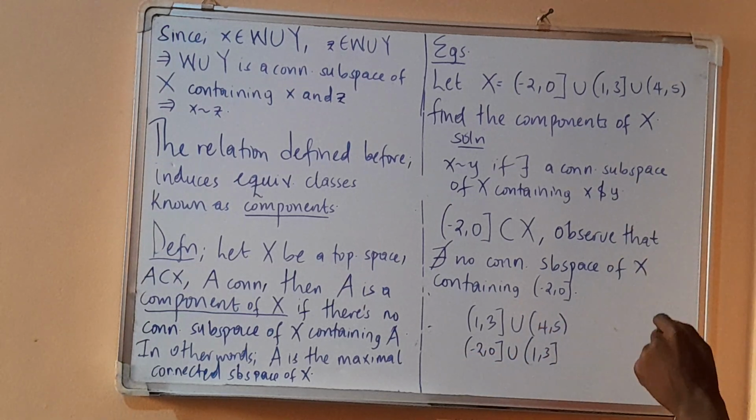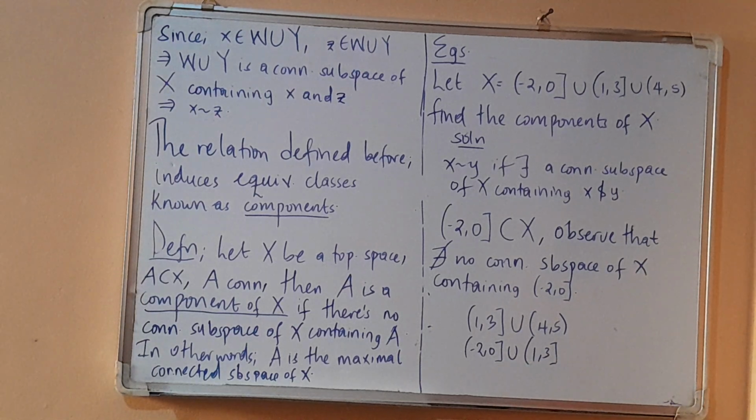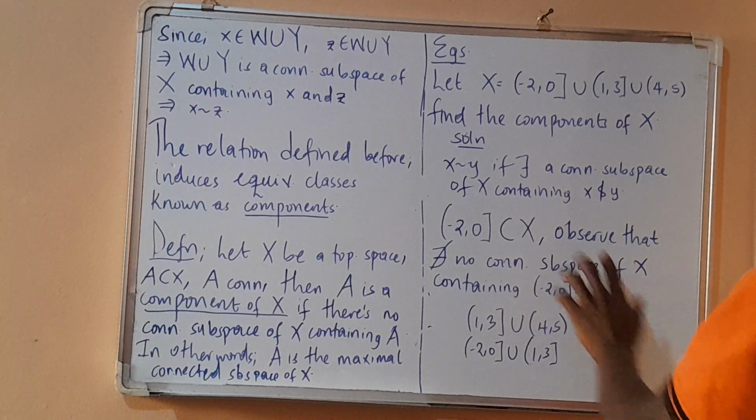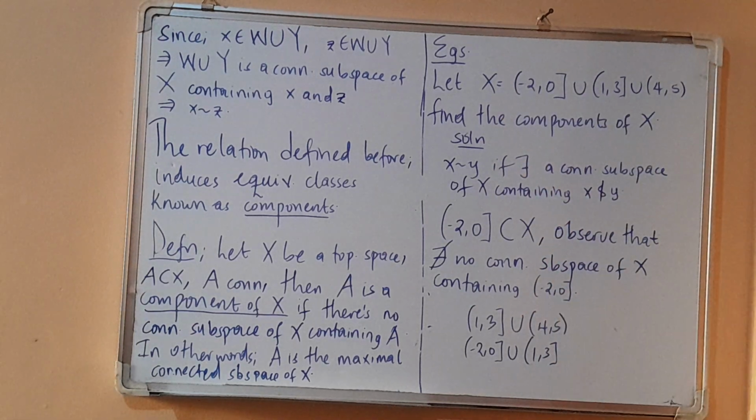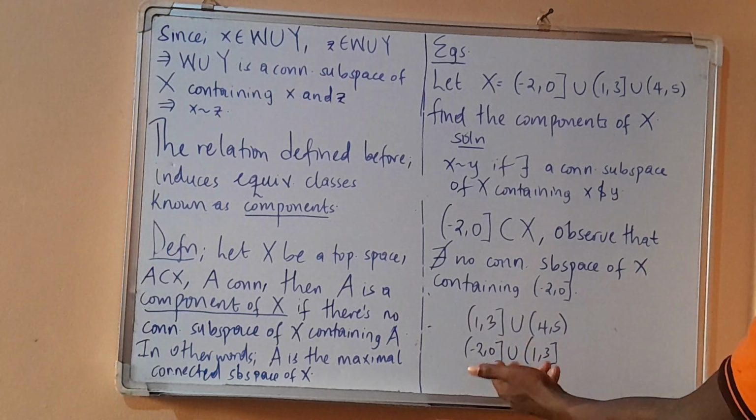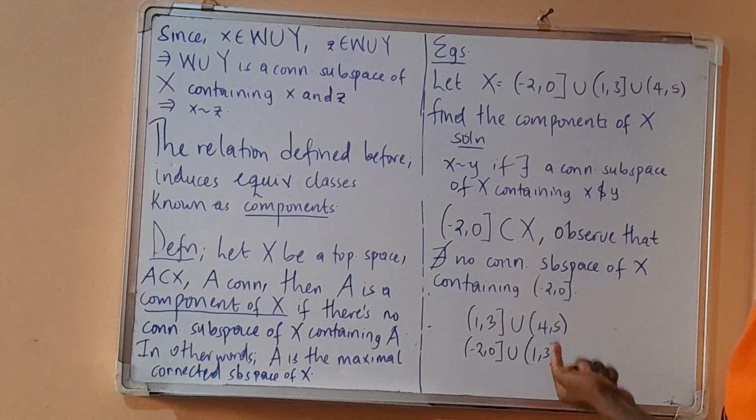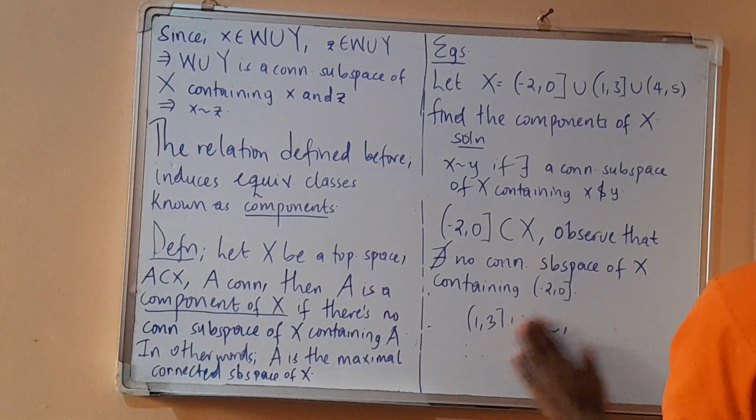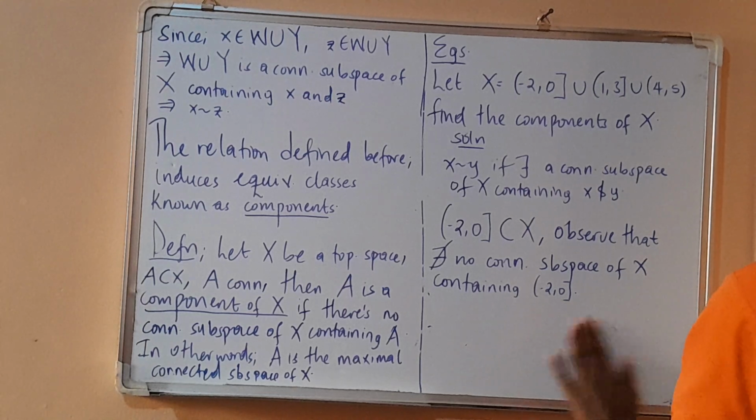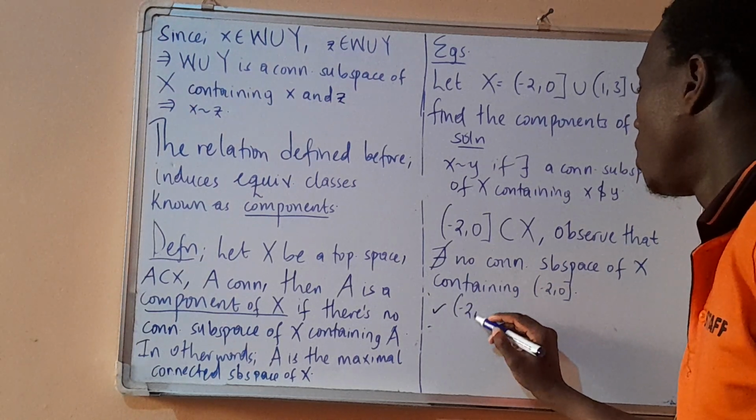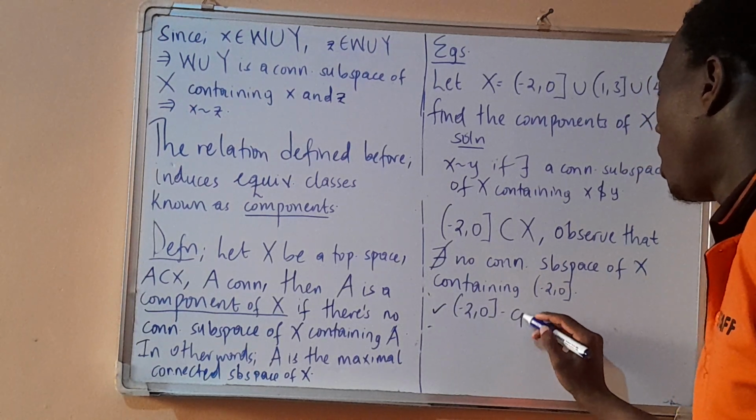So that implies that we have no connected subspace of X containing this set. We cannot construct such a set. We have tried to check these options, this and this. This doesn't contain this. Also this, it contains that interval, but it's not connected. So we can actually conclude that this is a component. So negative 2, 0 is a component.